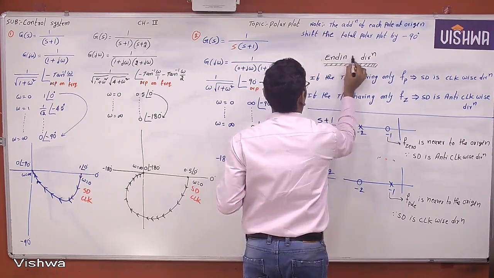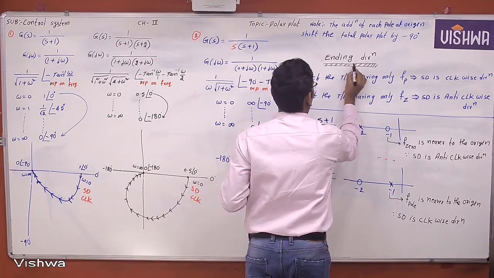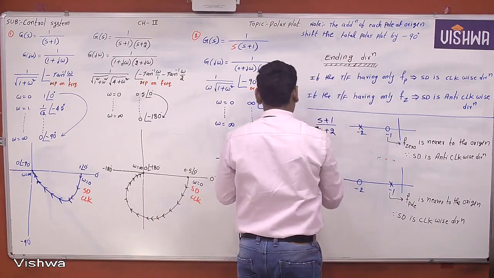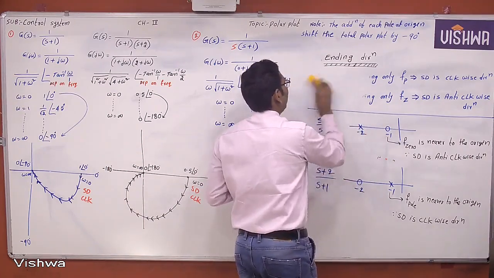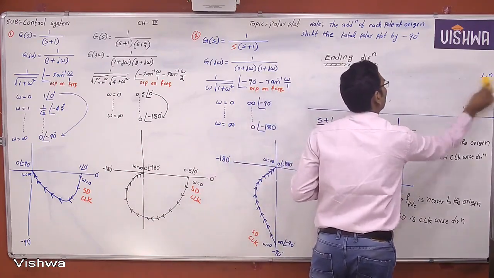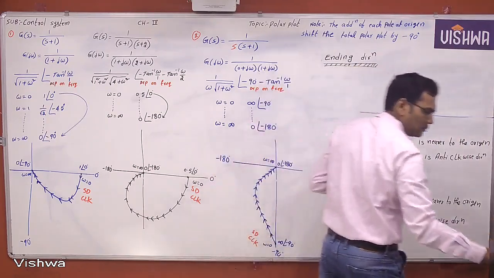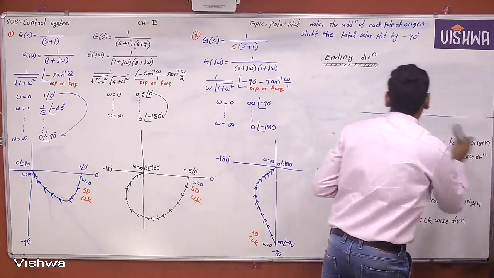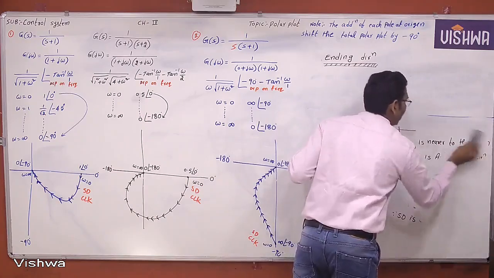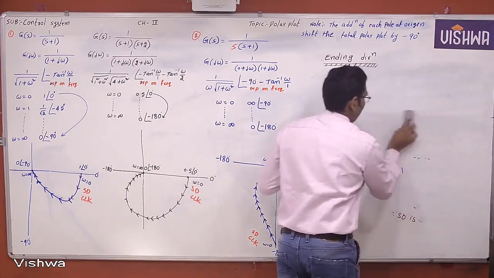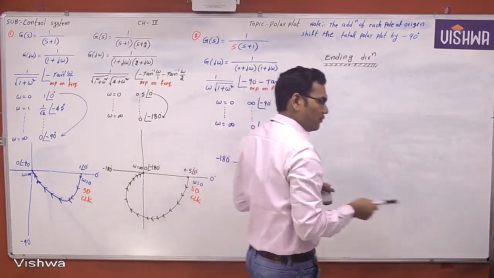Ending direction of the polar plot. This is the ending direction of the polar plot. So how can we verify the ending direction of the polar plot? You can cross check whether your diagram is correct or not with this particular procedure. Now first we should measure the phase.